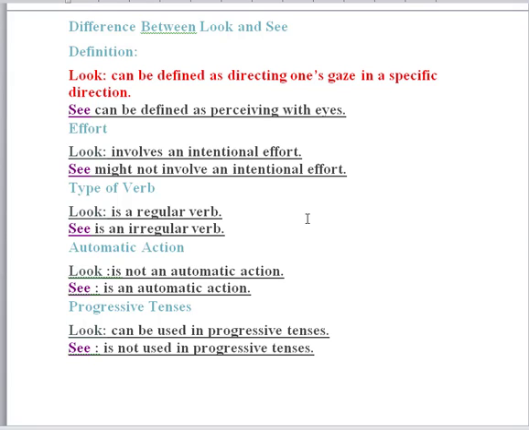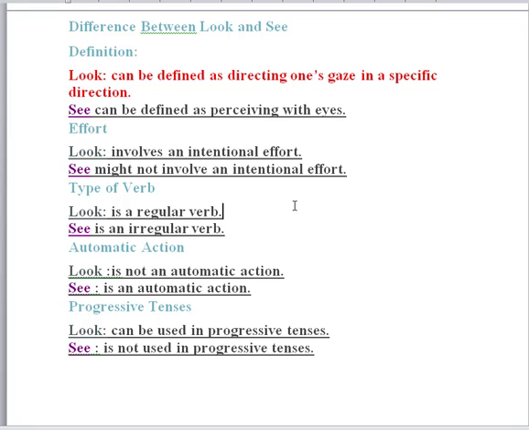Type of verb: look is a regular verb, but see is an irregular verb. Automatic action: look is not an automatic action, but see is an automatic action. Progressive tenses: look can be used in progressive tenses, but see is not used in progressive tenses. It's all about the difference between look and see.